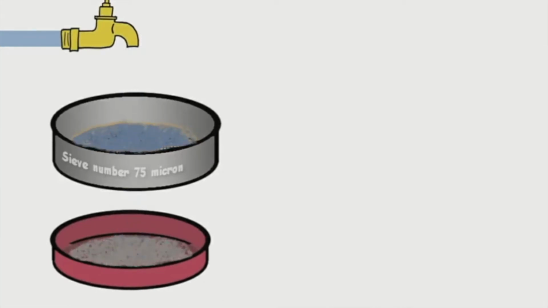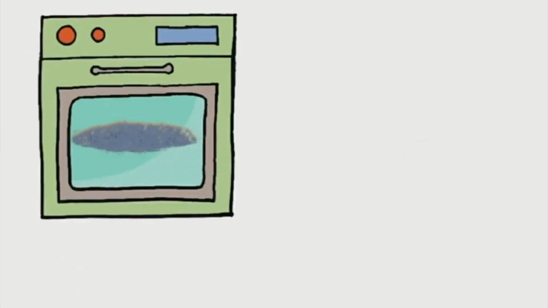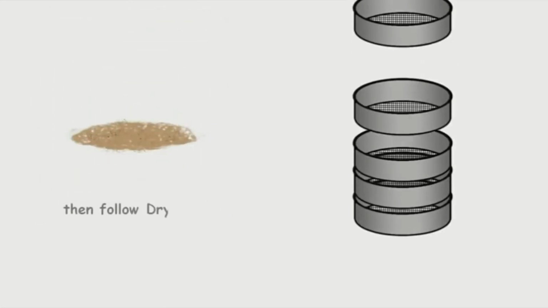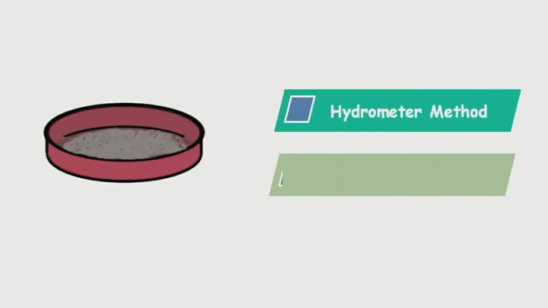The sample is first washed over the 75 micron sieve to remove the fine particles sticking to the sand particles. The wet sand retained on the 75 micron sieve is dried in an oven, and after drying, the dry sieve analysis is carried out in the usual manner. The finer fraction is utilized for the hydrometer or the pipette analysis, which we will learn at some point in our chemical engineering life before we graduate.